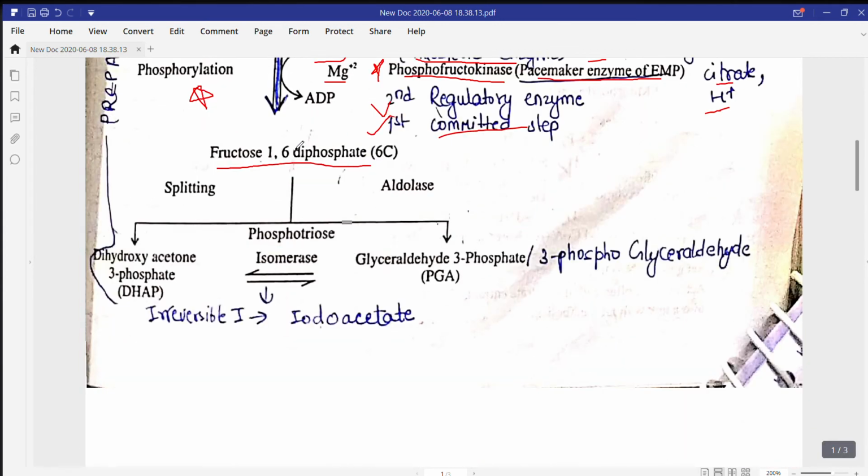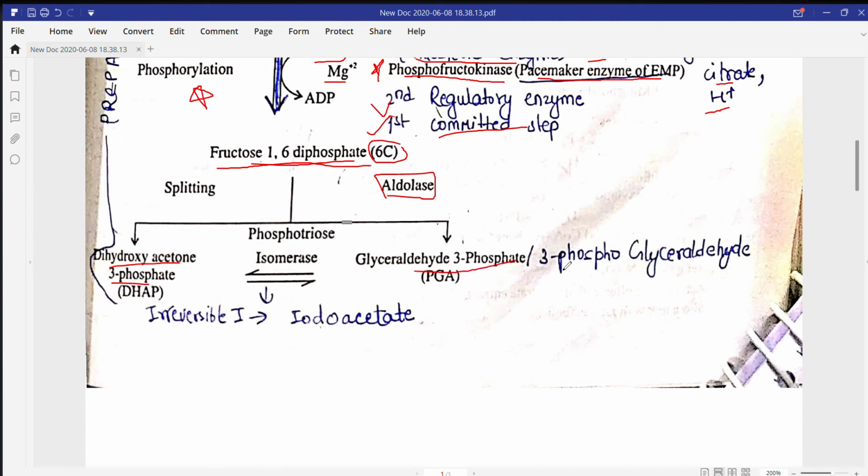Now this fructose 1,6 bisphosphate or diphosphate is going to split into two forms with the help of aldolases. It can be converted into dihydroxyacetone 3-phosphate. As it is a 6 carbon molecule, it will produce 2 molecules of 3 carbons. So the first is a 3 carbon molecule, and this is also.